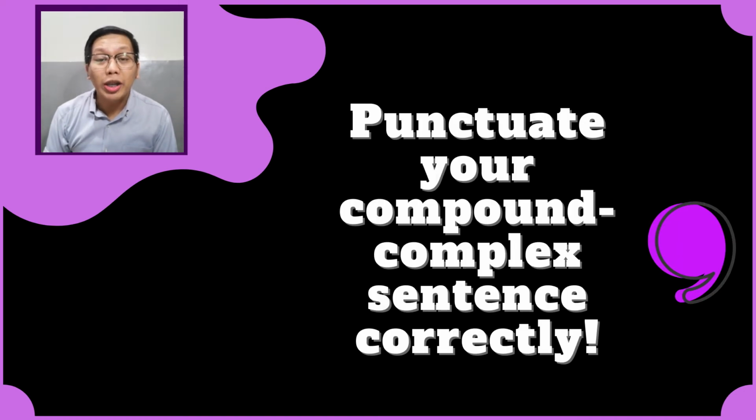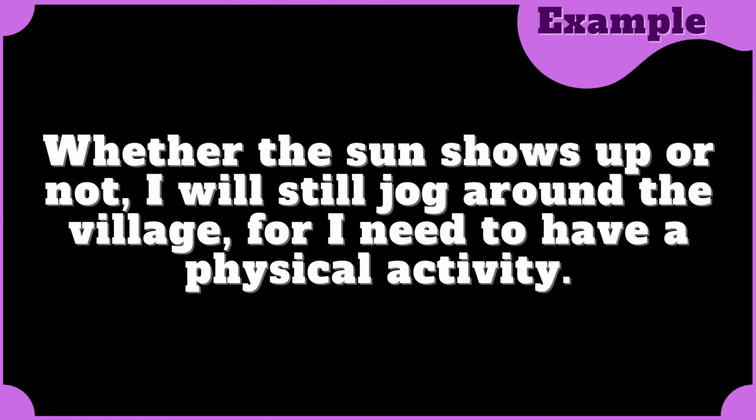Just a gentle reminder, please do not forget to punctuate your compound complex sentence properly. Notice this example. Whether the sun shows up or not, I will still jog around the village, for I need to have a physical activity. If the dependent clause is at the beginning part of the sentence, a comma must be added after it, separating it from the independent clauses. On the other hand, another comma must come before the coordinating conjunction that connects the two independent clauses.